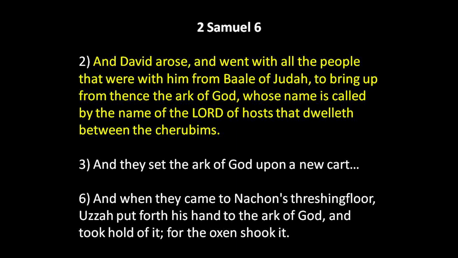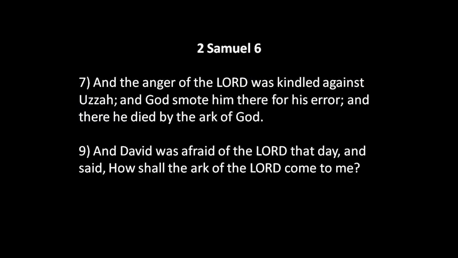Here's some key verses. 2 Samuel 6 and verse 2. And David arose and went with all the people that were with him from Baale of Judah to bring up from thence the ark of God, whose name is called by the name of the Lord of hosts, that dwelleth between the cherubims. In verse 3, they set the ark of God upon a new cart. In verse 6, when they came to Nachon's threshing floor, Uzzah put forth his hand to the ark of God and took hold of it, for the oxen shook it. And the anger of the Lord was kindled against Uzzah. God smote him there for his error, and he died by the ark of God. 2 Samuel 6 and verse 9, David was afraid of the Lord that day and said, how shall the ark of the Lord come to me?